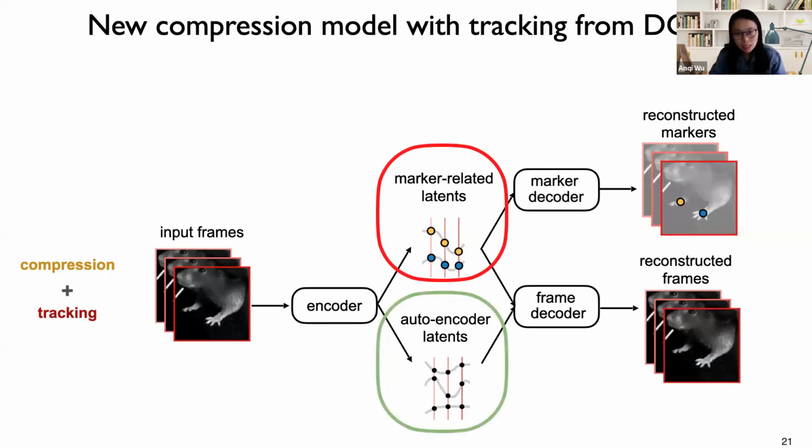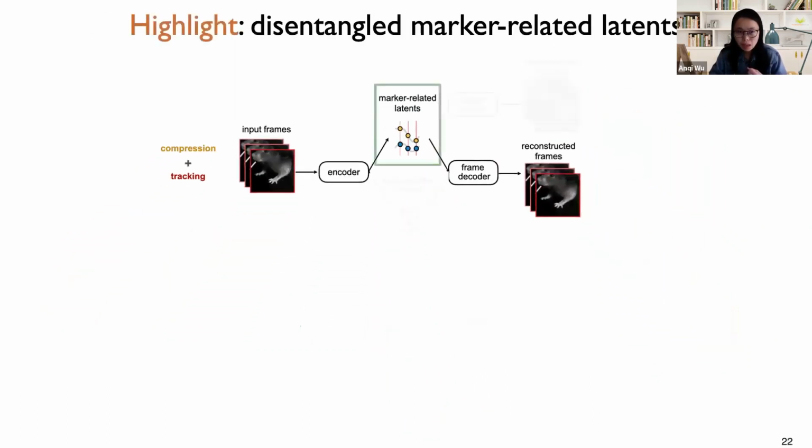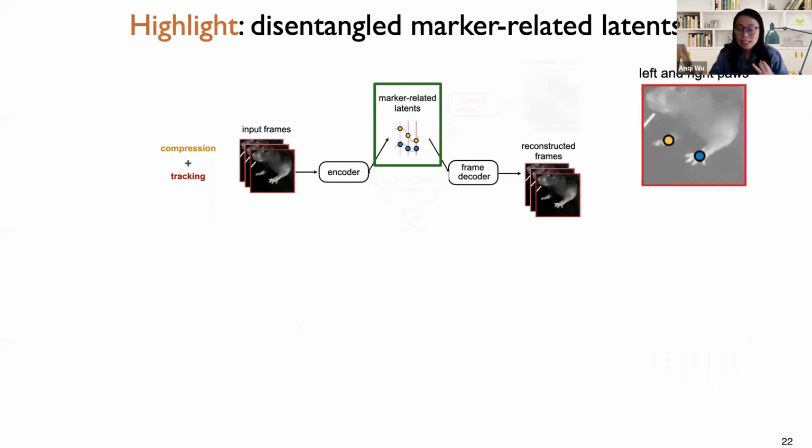Then presumably the autoencoder latents should now capture variability in the behavior video that is not accounted for by the marker-related latents. Finally, we reconstruct the frames from the combined set of latents. Given this model, we could now ask how well that marker-related subspace is mapped to the reconstructed frames through the frame decoder. In this example, the markers are the left pole and the right pole.